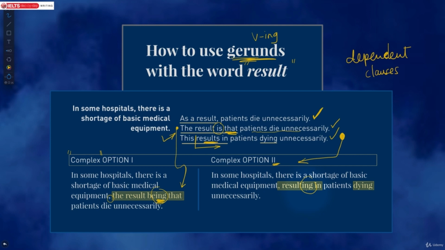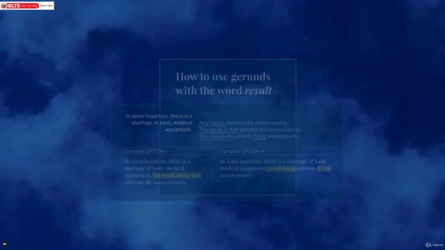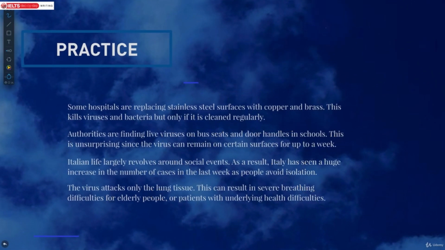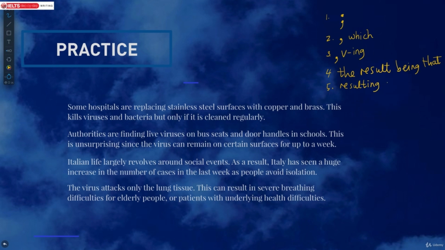So we're going to try and keep in mind all of these different things when we do some practice next. The result being that and resulting in, let's just put those down when we get to the practice so we remember them. So let's do the basic ones. Semicolon, comma, which, and the gerund, so verb ing with a comma. And then we have the result being that. That's 1, that's 2, that's 3, that's 4, and number 5, resulting in, and then the verb ing, whatever it is in this sentence.